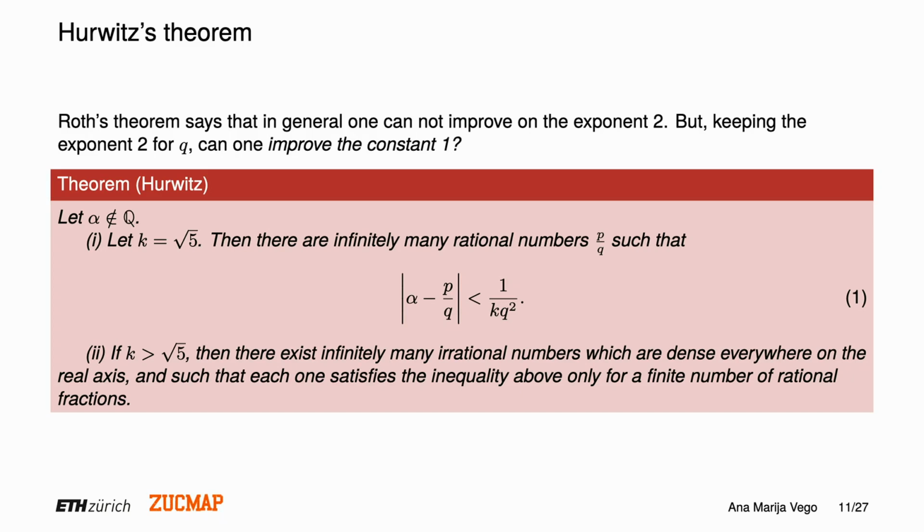And not only that, you can let the group SL2Z act on the golden ratio, and any number that we get will be in this second category, the second part of the theorem for any k greater than square root of 5. So if you choose the golden ratio and some k greater than square root of 5, we can find only finitely many fractions which will satisfy the inequality given in equation 1.